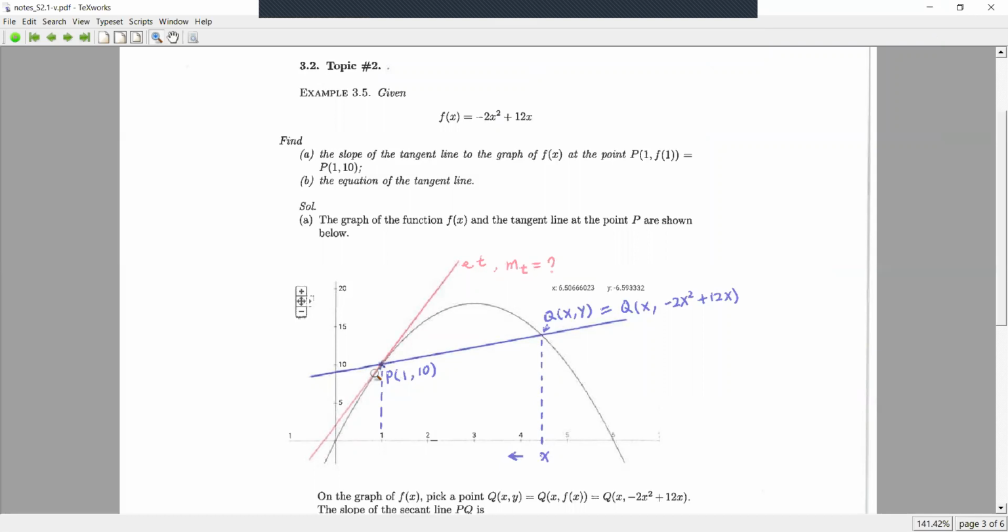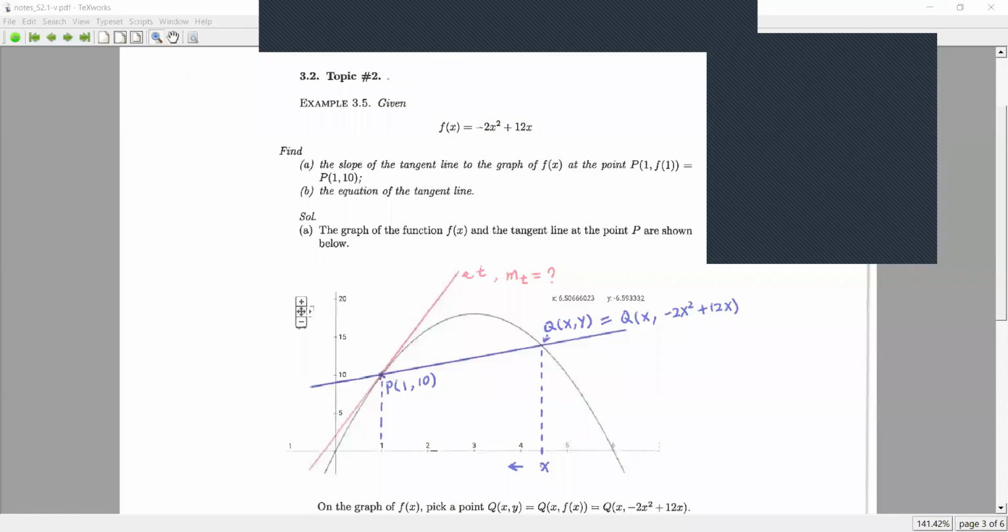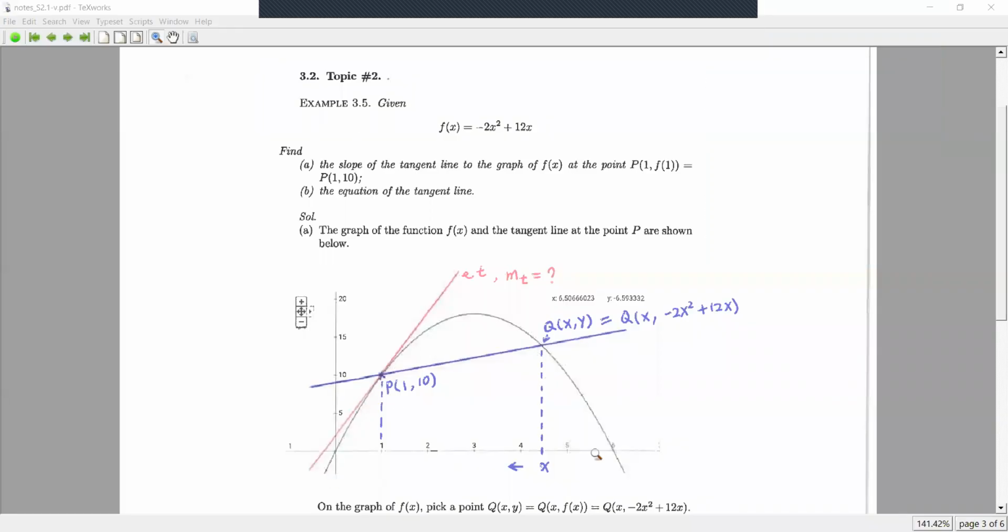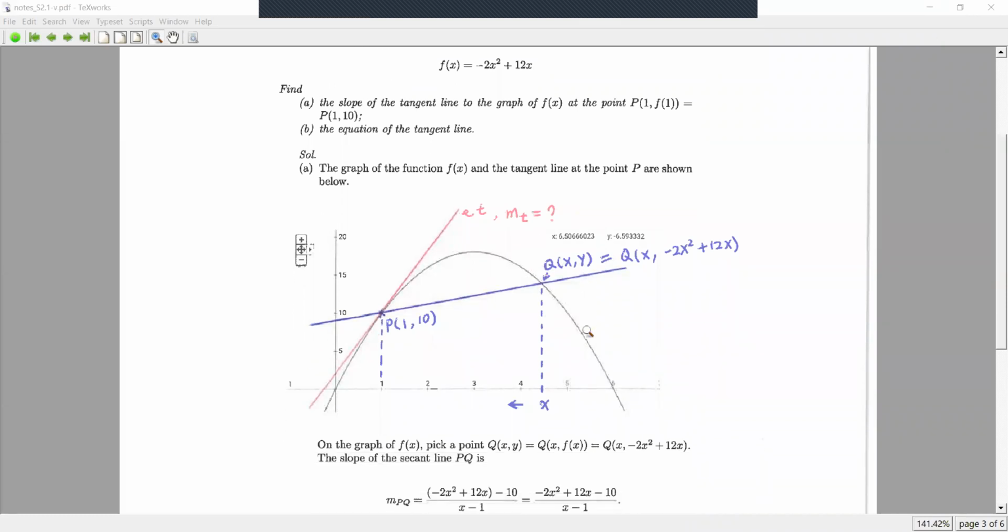Now, to overcome this difficulty, to find the slope of a tangent line, we have to use a limit. On the graph of the function, I arbitrarily pick a point, point Q. Because the point Q is on the graph of the function, the y coordinate must be the function value, f of x. It is negative 2x squared plus 12x, here.